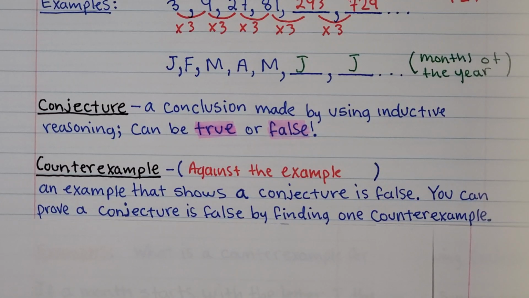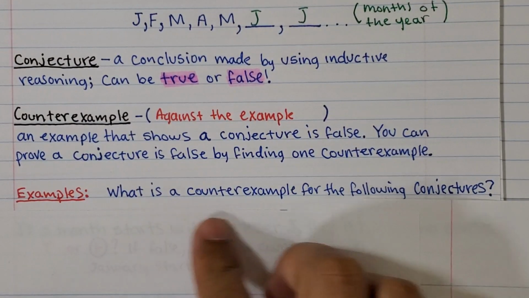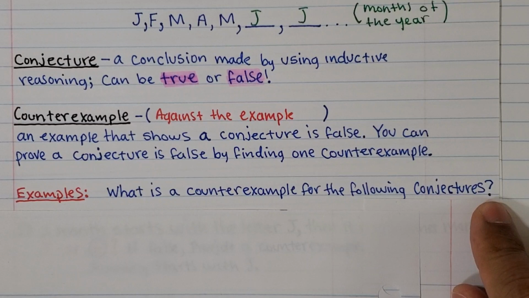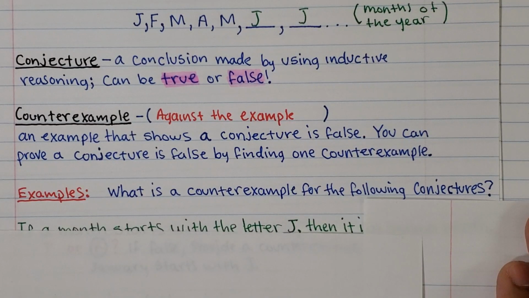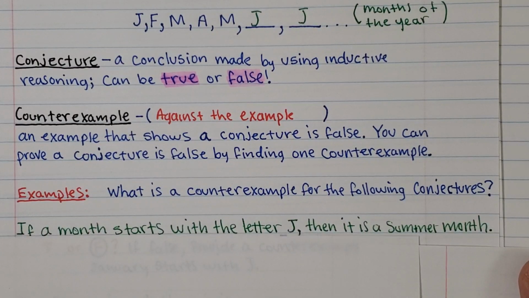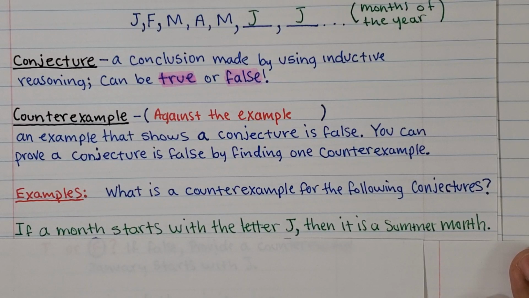So let's go on to some examples here. What is a counterexample for the following conjectures? Let's start with the first one: if a month starts with the letter J, then it is a summer month. So pause the video and think about this. Is this a true conjecture? Is this a true statement?